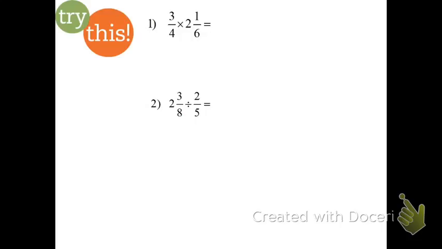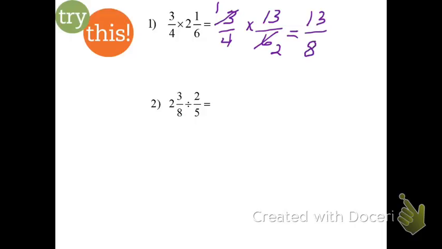Okay, so the first one, I'm going to rewrite the second fraction, or the second mixed number, as 13/6. I'm going to do a little simplifying. 3 goes into itself once, it goes into 6 2 times. Multiplying straight across, I get 13/8, and 8 will go into 13 one full time with a remainder of 5. So my first answer is 1 5/8.